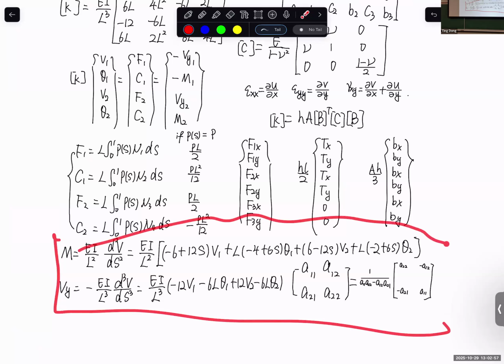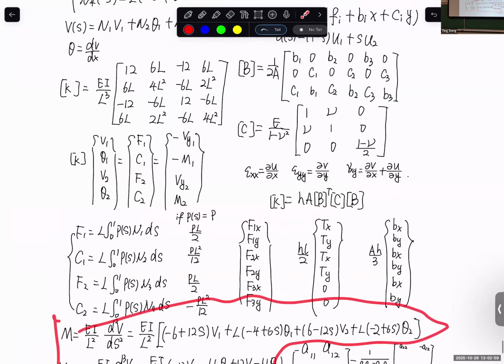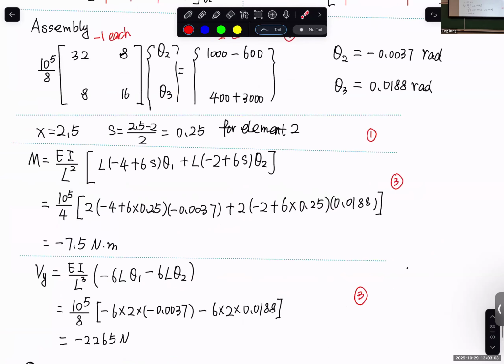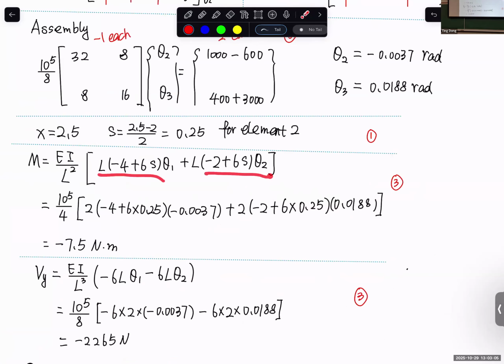And of course, equations are provided here. You can use this equation directly. Just plug in S equal to 0.25. Everything related to V is gone. It's only about theta. So this is the bending moment, and this is the shear force. Any question here?